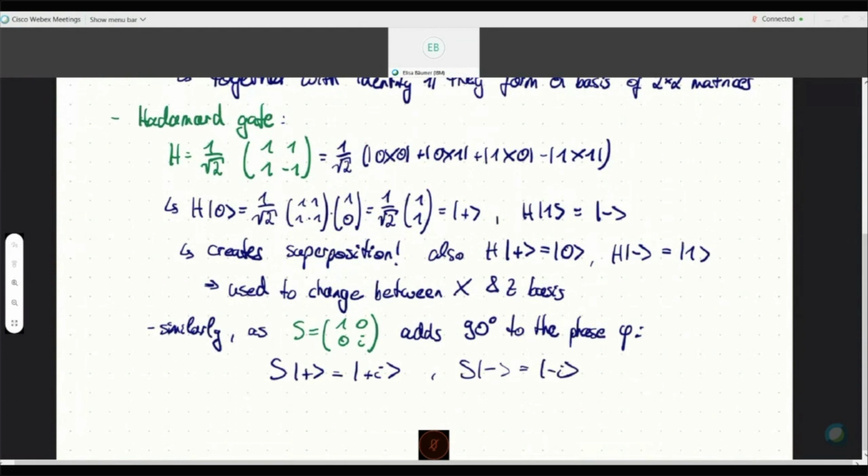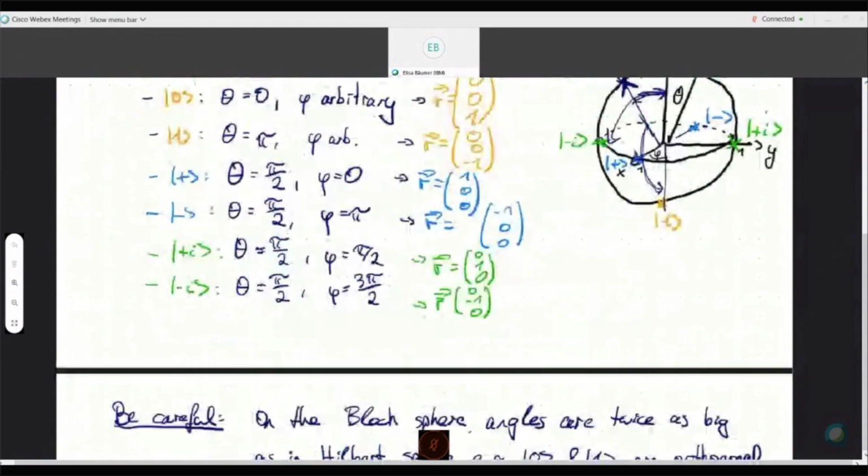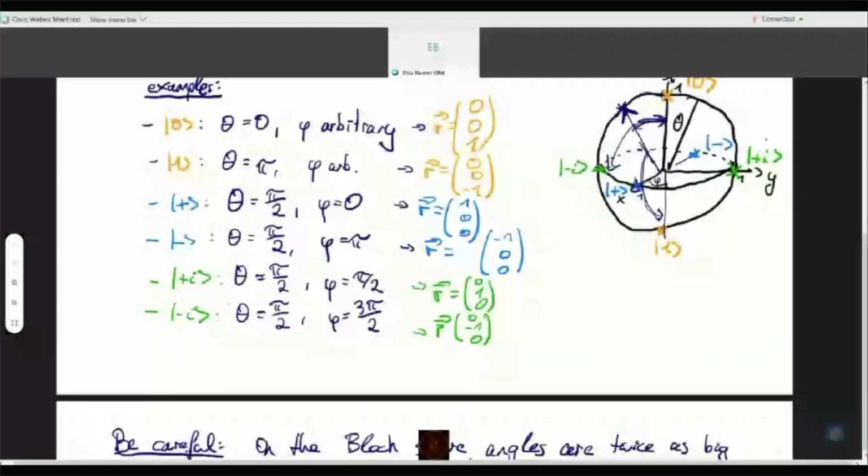So if I show you again on the Bloch sphere, can you see the Bloch sphere? Yes. So on the Bloch sphere, if I start in the blue plus state and I do this S gate, I will go from the X axis to the Y axis. If I apply it again, I will go to the minus state. Then I will go to the minus i, and so on. So I can turn around.